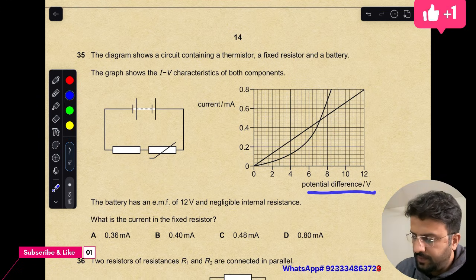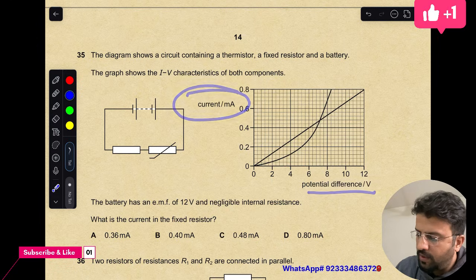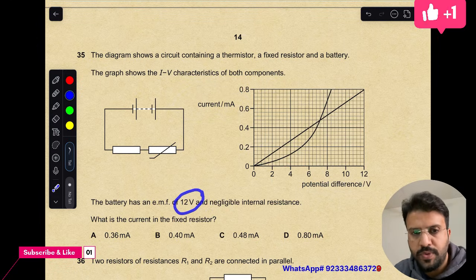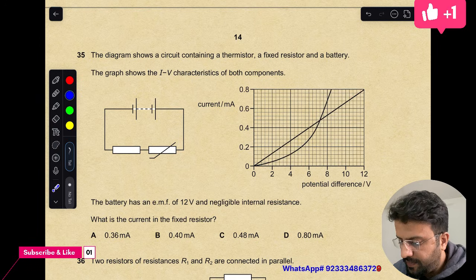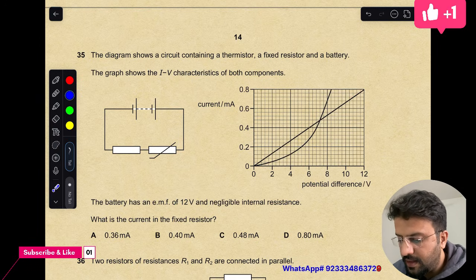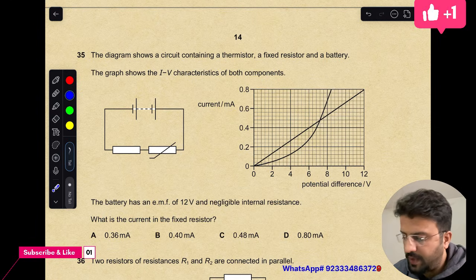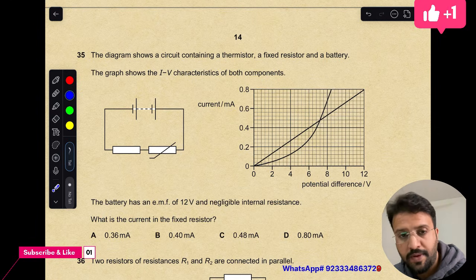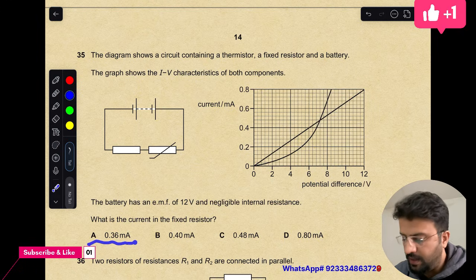What is the condition? You have a graph in which voltage is changing and they have shown you the response of the current. You have to tell what will be the current in the resistor when the voltage is 12. So you have the different options. We have to check them one by one. There's no other alternative way to do this.